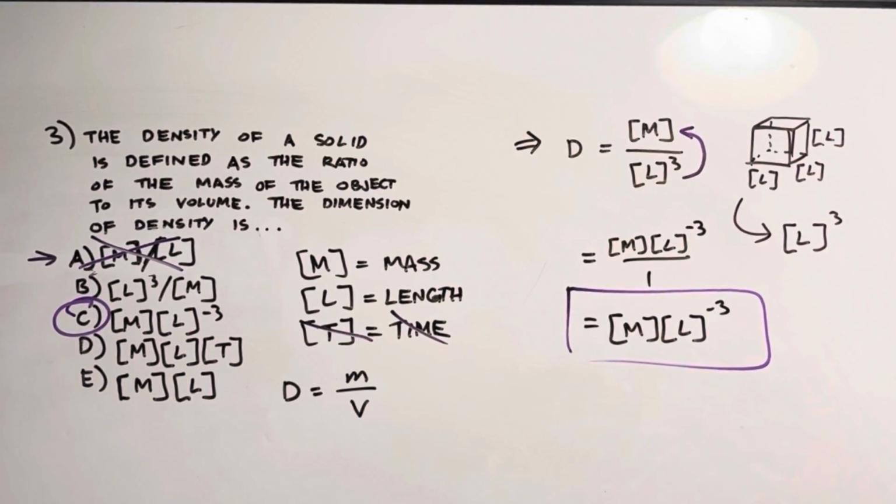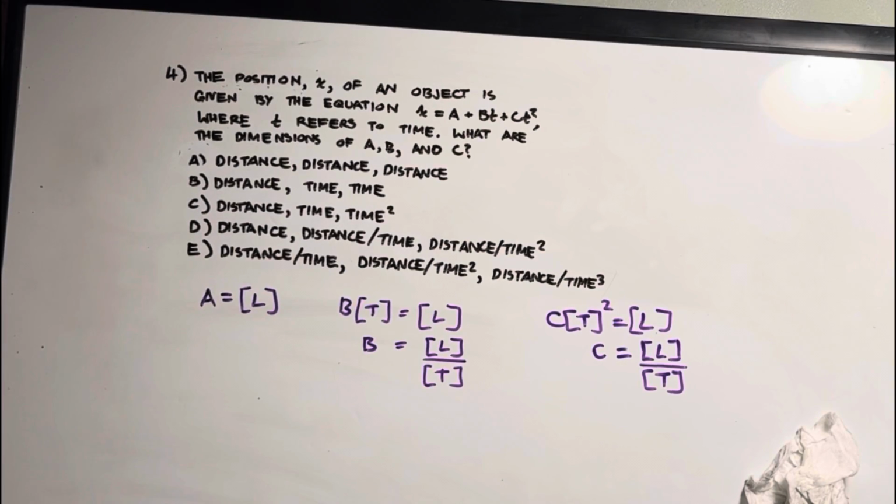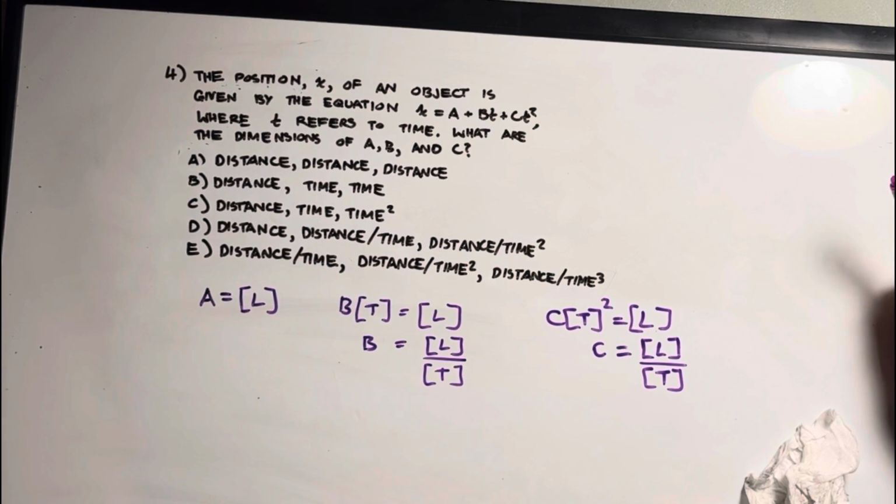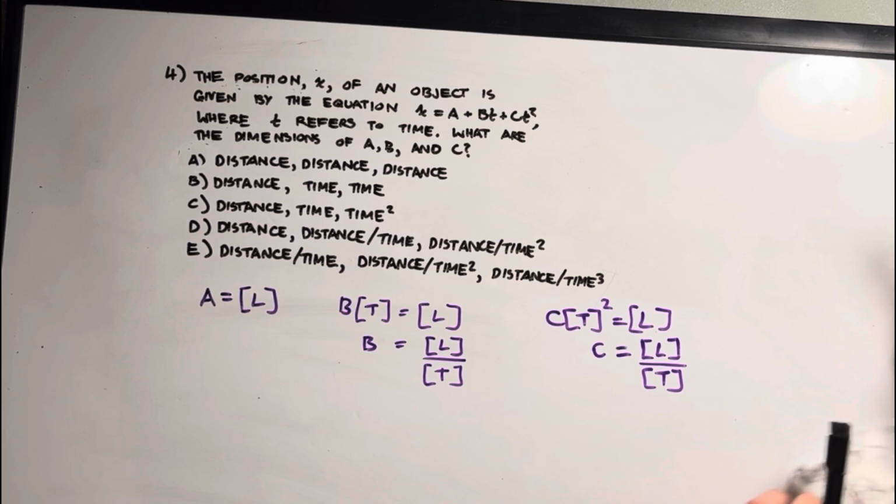And that concludes problem number 3. Okay, our next problem is problem number 4. The position x of an object is given by the equation x is equal to a plus b times t plus c times t squared, where t refers to time. What are the dimensions of a, b, and c?